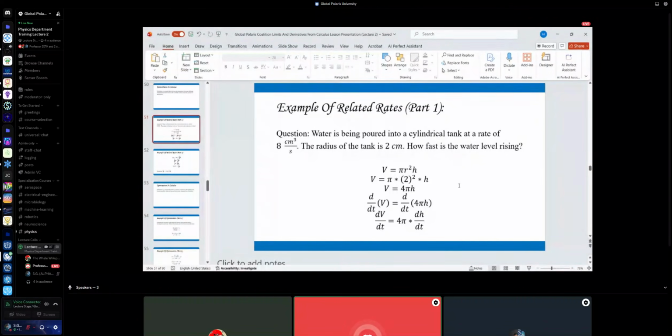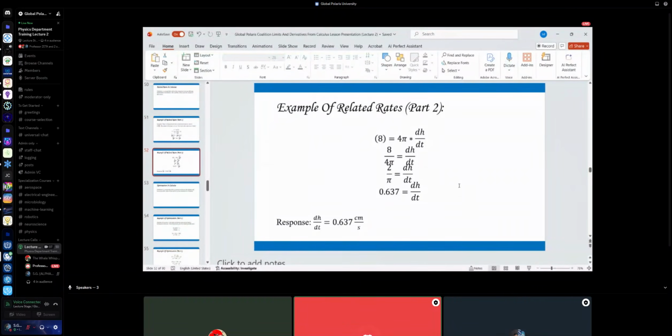Now, how fast is it rising? That corresponds to height, like it's asking about rising. If you talk about an elevator, how fast are we rising to the top floor? Similar to that, we take the derivative with respect to time and we get dV over dt equals 4 pi times dh over dt. Now we are given dV over dt, which is 8 centimeters cubed per second. We plug in the value, divide by 4 pi, and we can simplify to where we have 2 over pi for dh over dt. If you want a decimal, then it's 0.637.